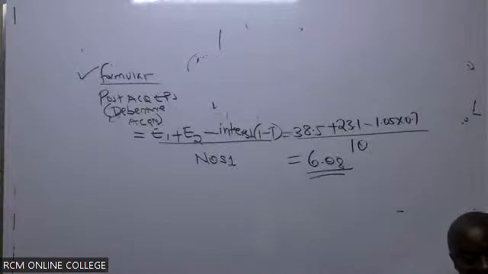Decimal places, 2 decimal places is still good enough. So we are told here 38.5 plus 23.1 minus 1.05 times 0.7 equals. Don't say equals. I'm getting 60.8 something.